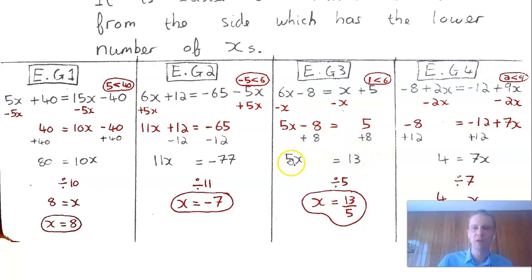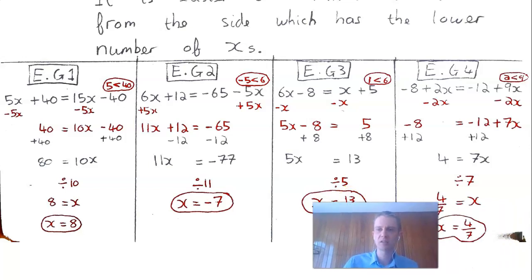Okay? How do we get from 5x to x? Divide by 5. 5x divided by 5 is x. 13 divided by 5 is 13 over 5. Okay, you can leave your answer like that for these questions.